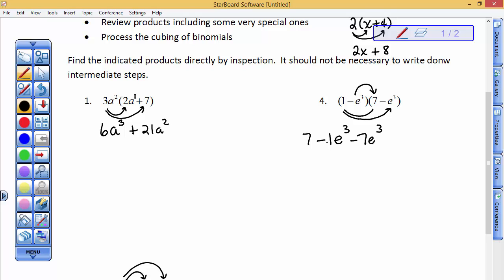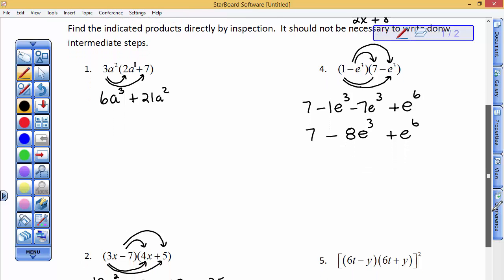The reason I put the minus 1 here is so that when I combine it with the minus 7, I'll get a minus 8. But this minus times this minus is a positive. 3 plus 3 is 6. I'm multiplying those, but remember their bases are alike, so you add their exponents. So I have 7 minus 8e cubed plus e to the 6th power.